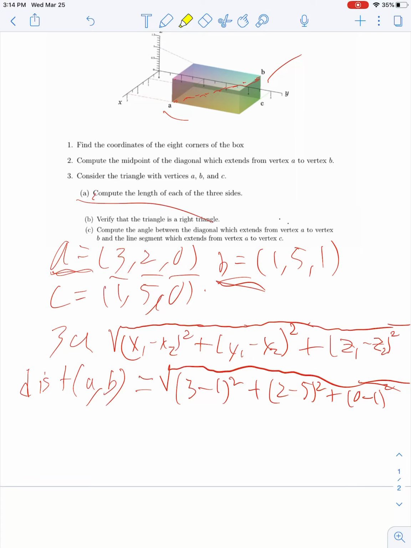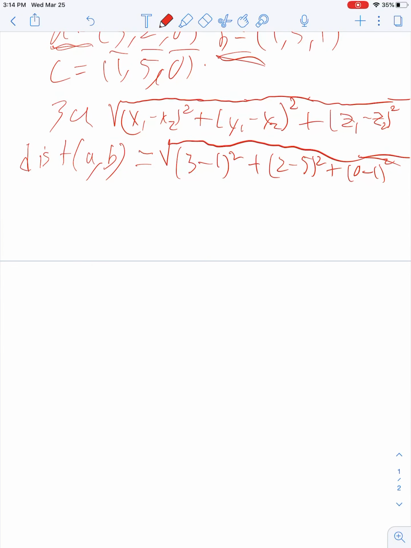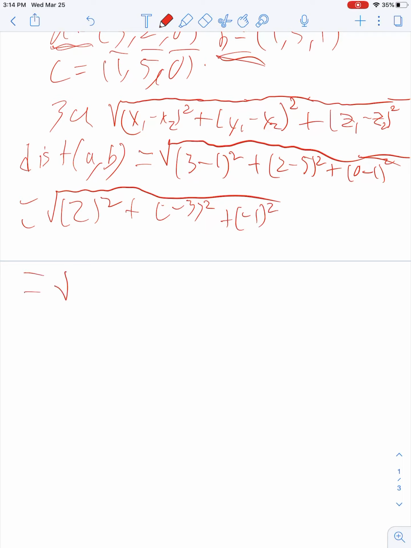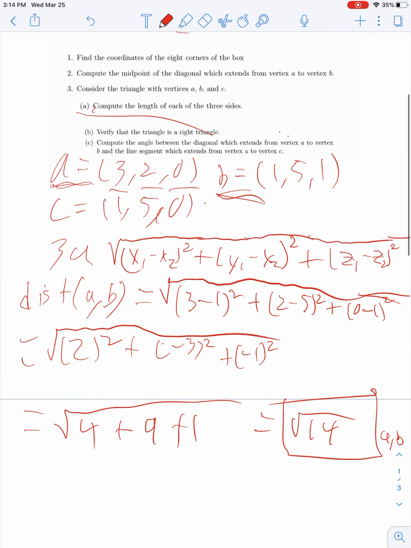So now this guy right here is going to be equal to the square root of 2 squared plus negative 3 squared plus negative 1 squared, and that's going to be equal to the square root of 4 plus 9 plus 1 is equal to root 14, and that is as pretty as we're going to get it for A and B. But we still have 2 more questions to ask. We have to figure out for AC and then for BC.